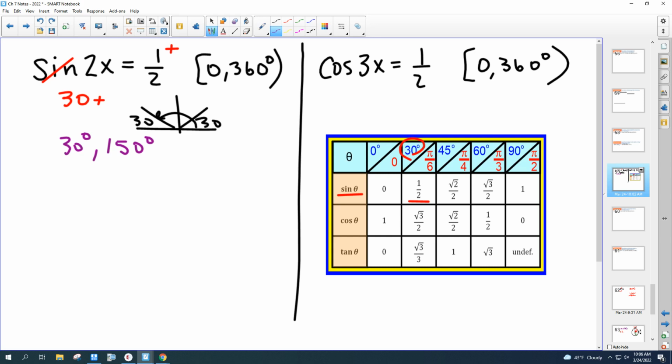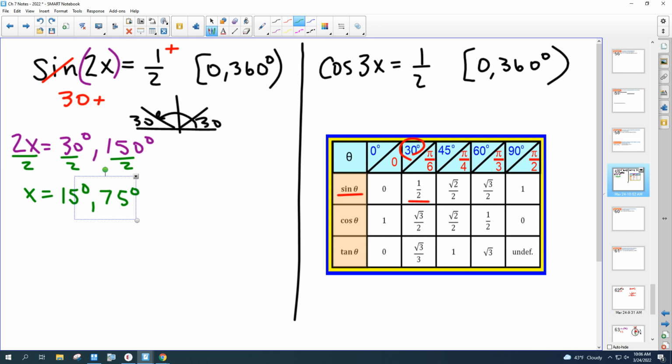In the past, we would have been finished. We circle it, we move on. But we haven't done anything with this 2. We haven't truly isolated the variable. In the past, we were finished because that was x, but now we haven't isolated the variable yet. So we're just going to need to divide by 2. We divide both sides of the equation by 2, and we're going to get x equals 15 and 75 degrees.